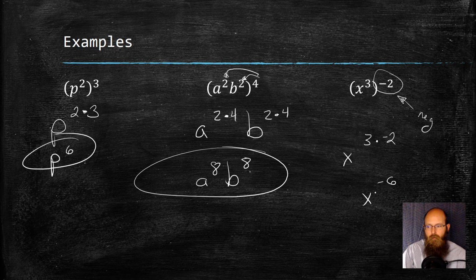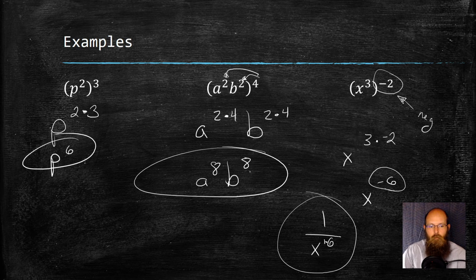My only problem here is I don't like writing stuff with a negative exponent. So I move it down to a denominator, and that makes my exponent positive now. If it's negative in the numerator or negative on top of a fraction, then it's a positive on the bottom part of a fraction. All right, next examples.